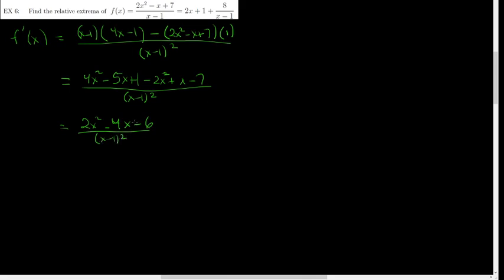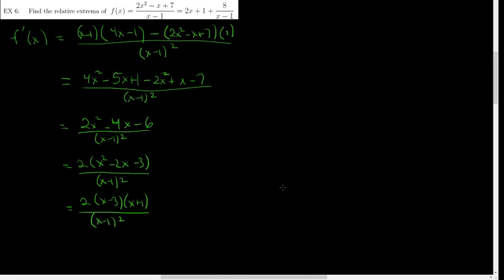Okay, I think we can do one better. We can factor out the 2 on top, leaving us with x squared minus 2x minus 3. You can see where this is going, right? So we can write the first derivative as 2 times x minus 3 times x plus 1. Okay, that's its fully factored form now.